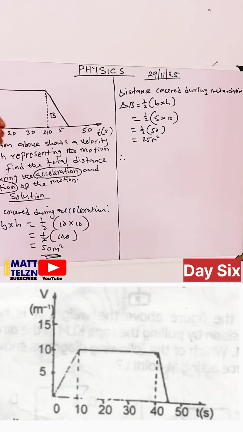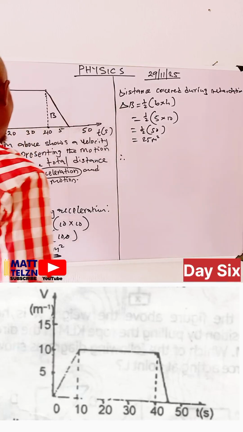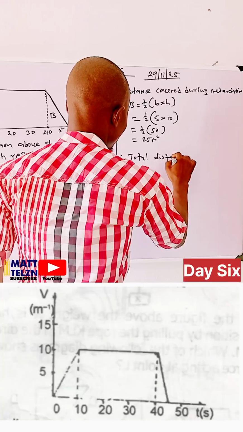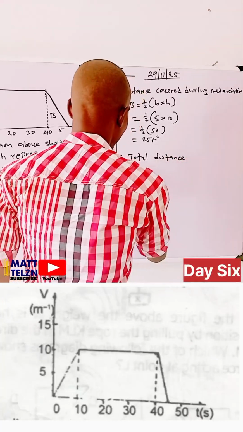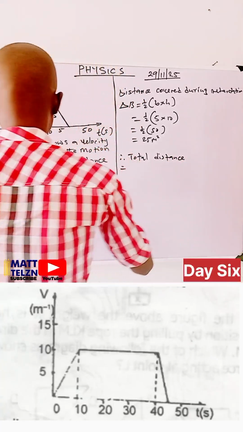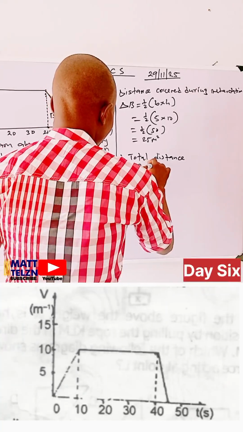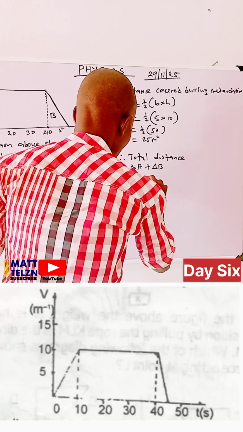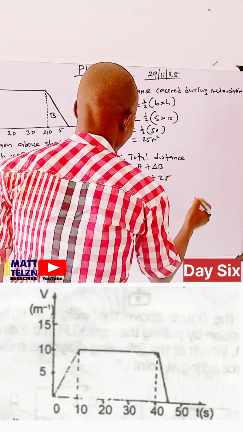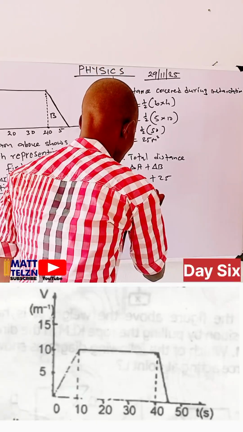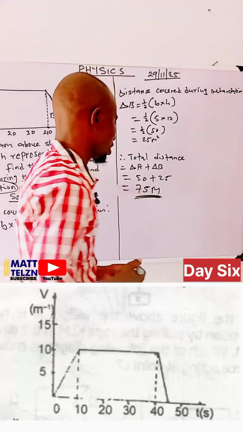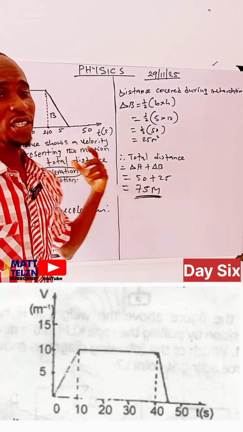So therefore, what I'm going to do is find the total distance covered during the acceleration and deceleration. Now total distance is going to be area of triangle A plus area of triangle B. Now my triangle A is 50 plus triangle B is 25, right? So what I'm going to have is 75 meters, right? Good. This is the total distance, right?